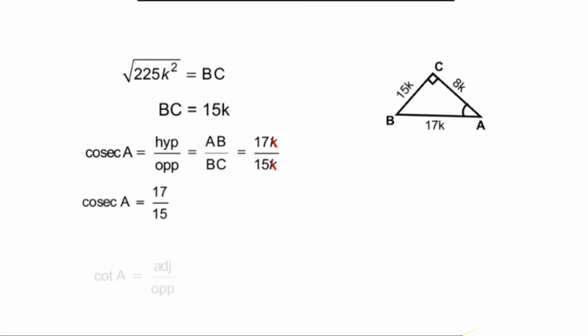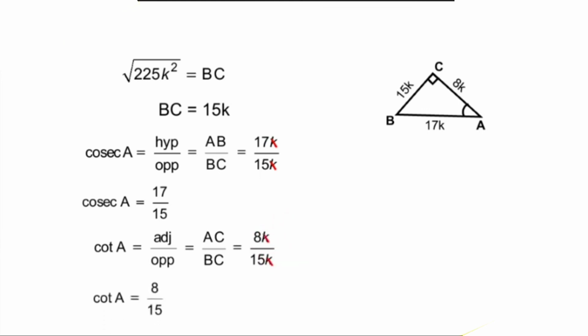Next, cot A is defined as adjacent side by opposite side, which is equal to AC by BC. Now let us substitute the values of AC and BC. Then we get 8K by 15K. Now let us cancel K from both the numerator and denominator. Then it remains cot A is equal to 8 by 15.